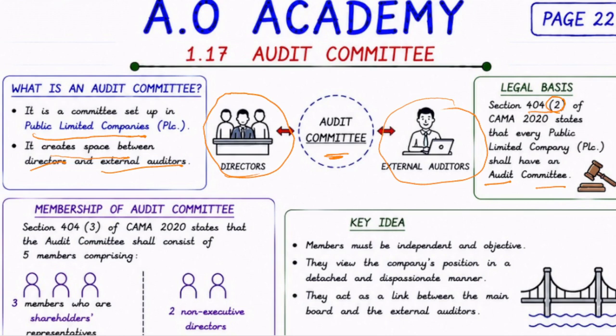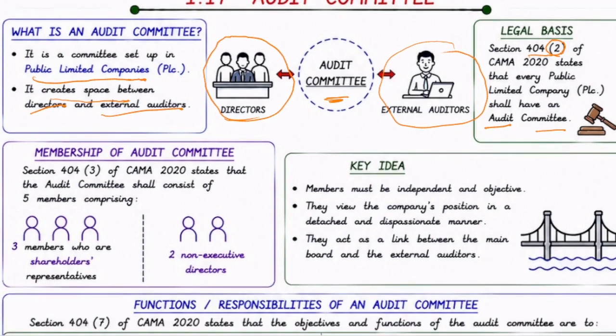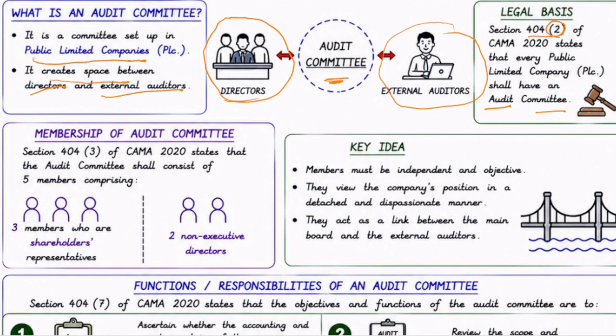Okay, now membership of the audit committee. Section 404 subsection 3 of CAMA 2020 states that the audit committee shall consist of 5 members, comprising 3 members who are shareholders' representatives and 2 non-executive directors. The key idea: members must be independent and objective. They view the company's position in a detached and dispassionate manner. They act as a link between the main board and the external auditor.